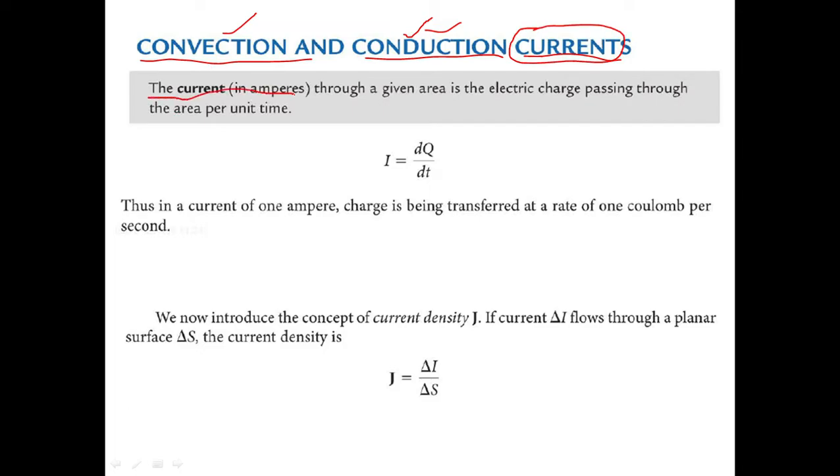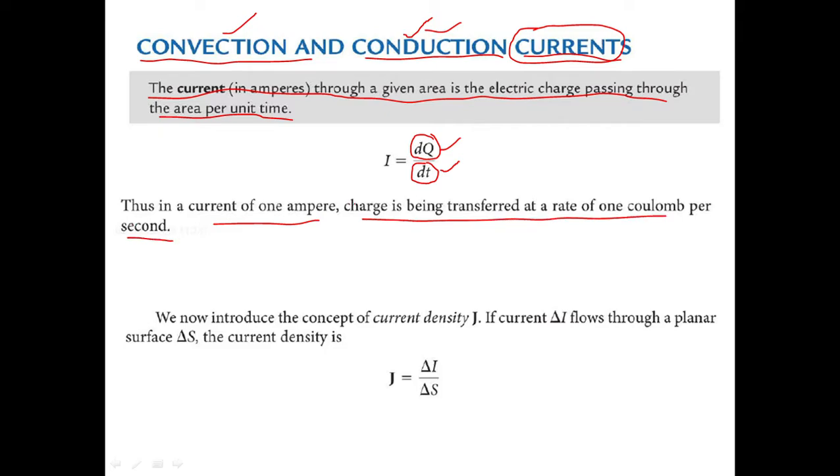So the current, in amperes, through a given area is the electric charge passing through the area per unit time. You all know that the current is given by dq by dt, where q will be in coulombs and t will be in seconds. Or you can also say that how much charge is transferred in the given time is the current, right? So a current of 1 ampere means the charge is being transferred at a rate of 1 coulomb per second. If a charge of 1 coulomb is being transferred in 1 second, then the current will be 1 ampere, right?